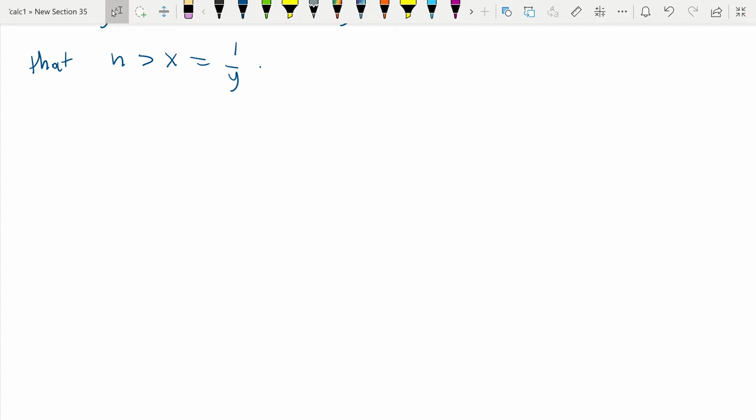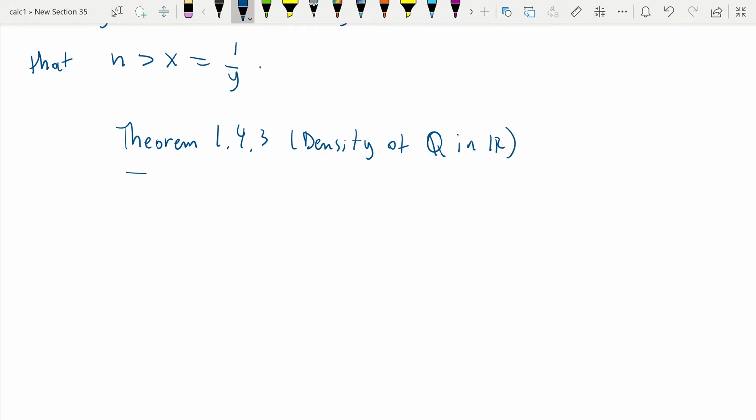Okay, so now we turn to the proof of the theorem 1.4.3, the density of the set of rational numbers in R.